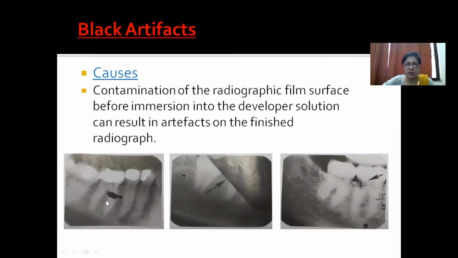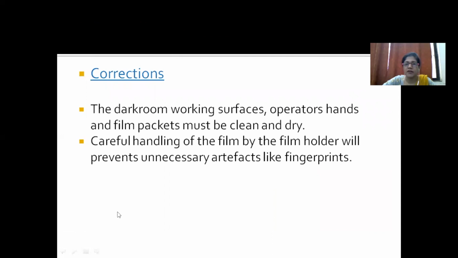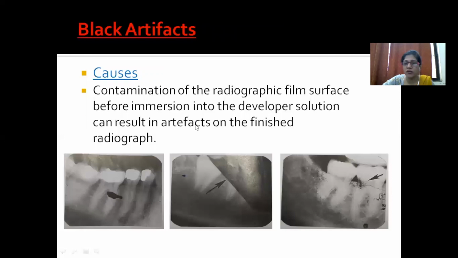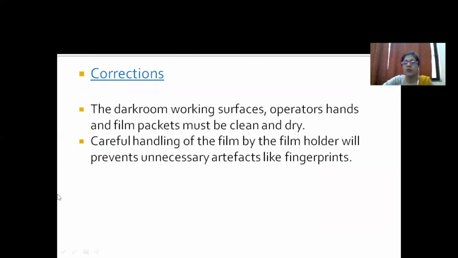Then black artifact. Now here the black artifacts I have shown are different everywhere and the causes are also different. But the basic cause is contamination of the radiographic film surface before immersion into the developing solution. It can result in an artifact on the finished radiograph. Corrections: check the darkroom working surface, the operator's hands and the film packet. Here you can see this is a film packet. Here you can see the operator's hands, and this is because of dust particles. Careful handling of the film by the film holder will prevent unnecessary artifacts like fingerprints.